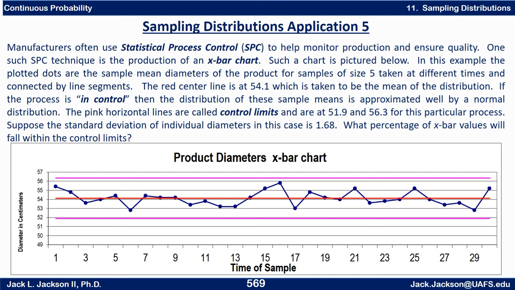Now, the process is what they call in control when the distribution of sample means is approximated well by a normal distribution. And there's some tests that you could, of course, do for that. Then they have methods of computing what are called control limits, and for this case, they are at 51.9 and 56.3, which is where these horizontal pink lines are down here at the bottom and the top. Those are called the control limits. Now, suppose the standard deviation of individual diameters, in this case, is 1.68. Okay? What percentage of X bar values will fall within the control limits? See if you can figure that out.